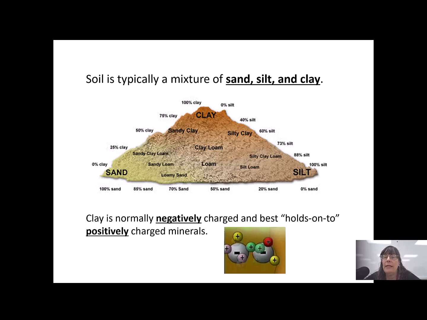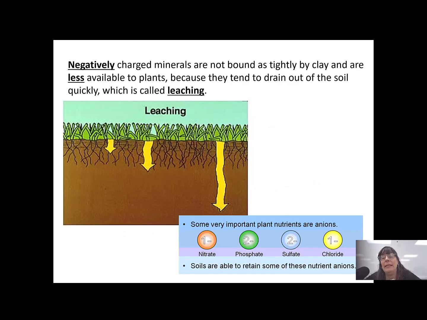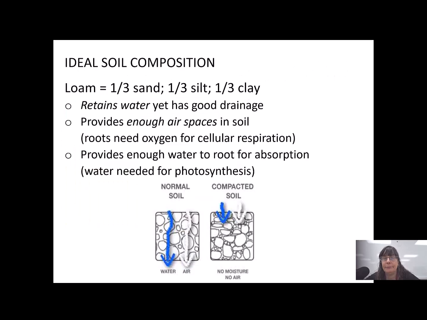So typically we have sand, silt, and clay in soil all mixed up together. Clay is normally negatively charged and kind of holds on to anything positively charged. But negatively charged minerals are not bound as tightly by clay, so they're going to be less available to plants. Because of this, they happen to drain out of the soil, and that's called leaching. So when we lose nutrients from the soil because they drain out, it's leaching.